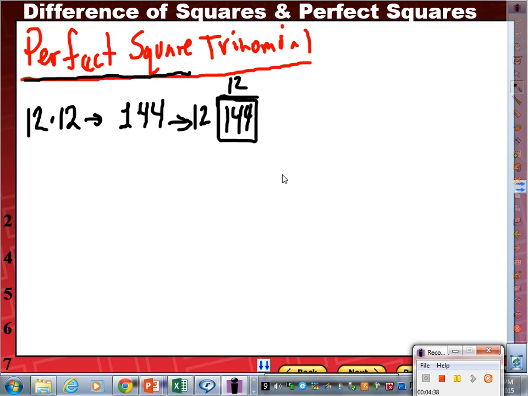So, hold on. Everybody knows how to get a perfect square, right? Multiply the same number times itself, and that gives a perfect square. Amari, what's another perfect square number? 5 times 5, which is 25. 25 is a perfect square number, right?